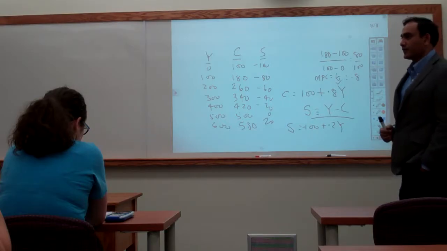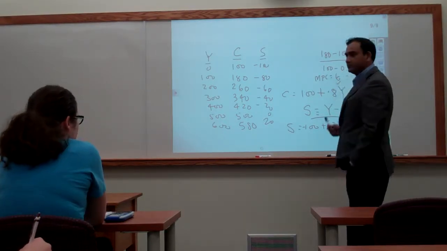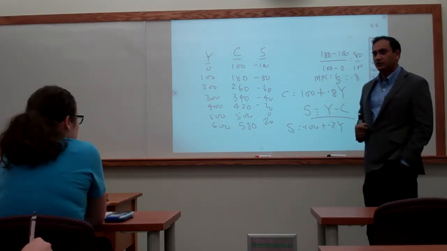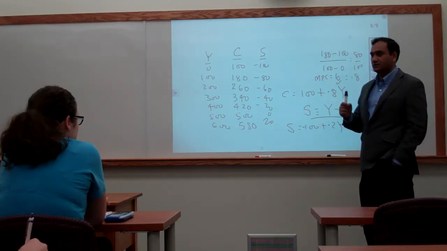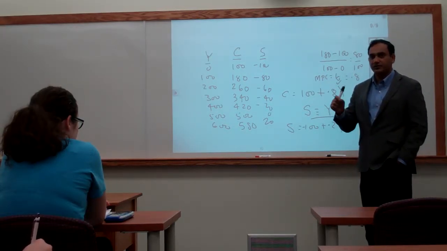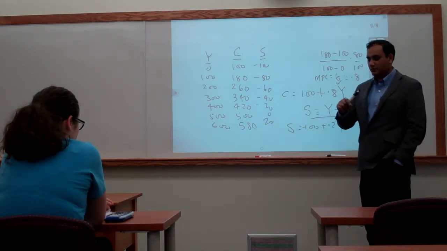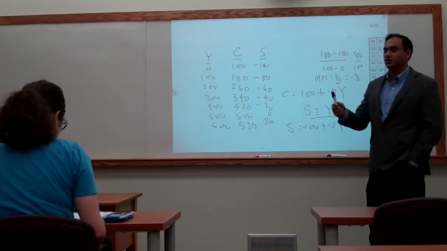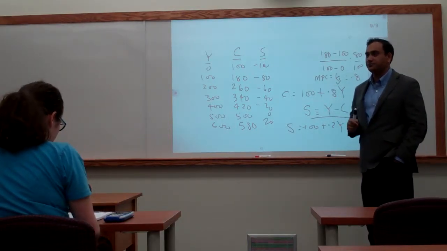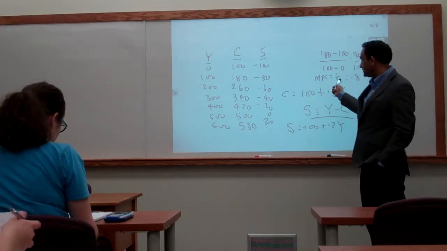Okay. The next task is to plot these. Can you plot the savings function as well as the consumption function in two different graphs? First plot the consumption function, then also plot the savings function separately, using these numbers. So you got the numbers.